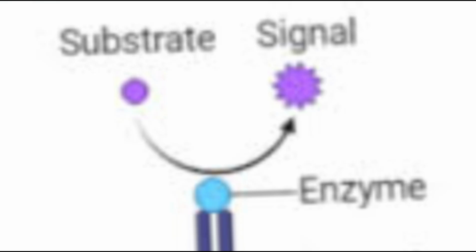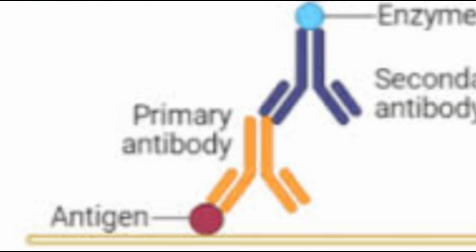So the next step is detection. A substrate of the enzyme is added and the enzyme converts the substrate into a colored or luminescent product. So this reveals the presence of the protein as a band on the membrane. So the band corresponds to a protein of specific molecular weight, and the presence, absence or intensity of the band provides qualitative and sometimes semi-quantitative information about the protein.